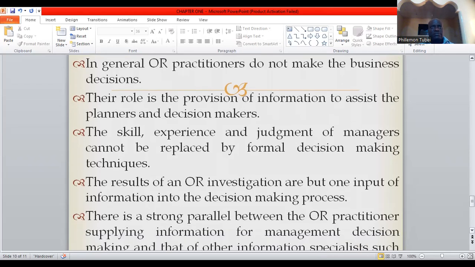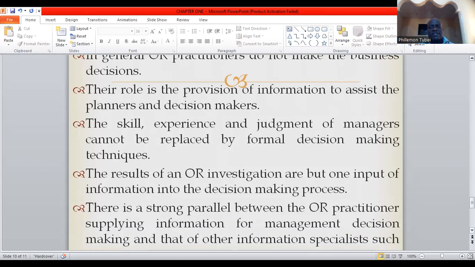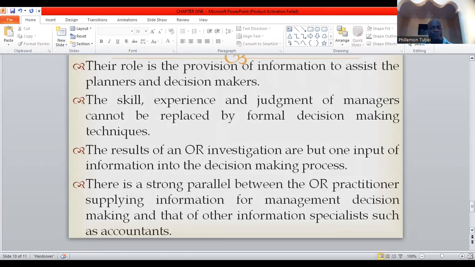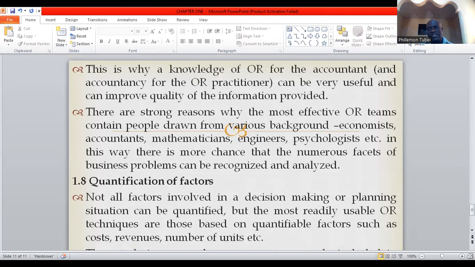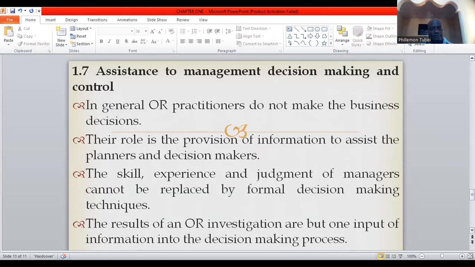The skill, experience, and judgment of managers cannot be replaced by formal decision-making techniques. So what are we trying to say here? We're trying to say something important: that the results of an operation research investigation are but one input of information into the decision-making process.